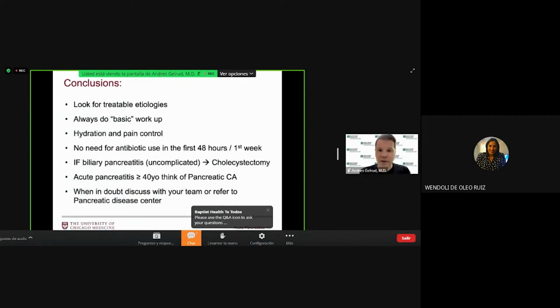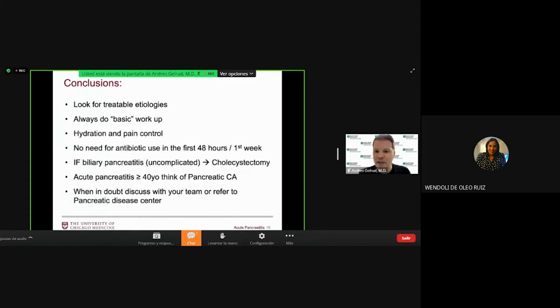Always, always, always do the basic workup. And again, here in the US, I'm doing more genetic testing as the cost has significantly decreased and it's being covered by insurance. Hydration, hydration, hydration in the acute setting. It's very cheap. You have it there, use it. Lactated Ringer's is better. And of course, pain control, they come to us because they have severe pain.